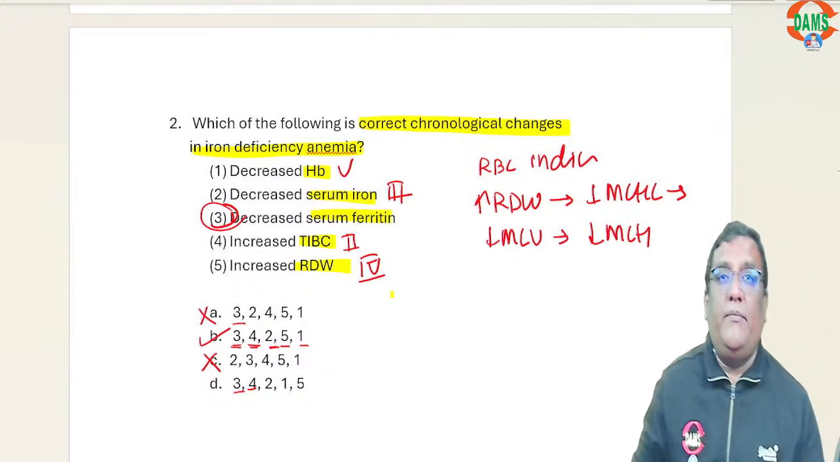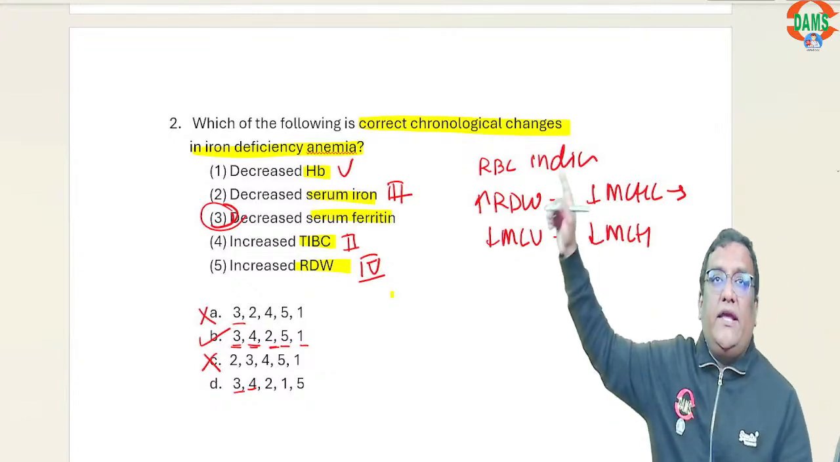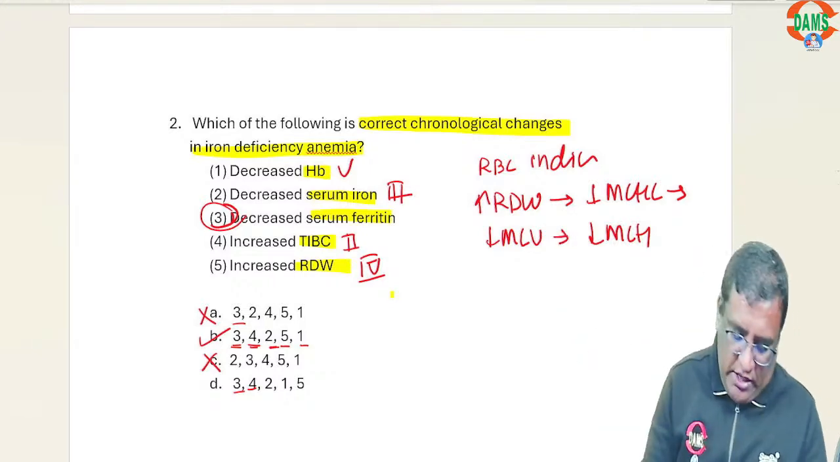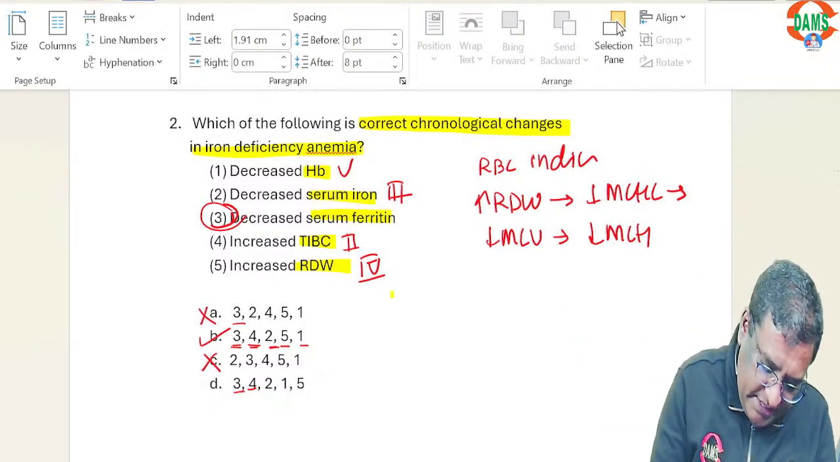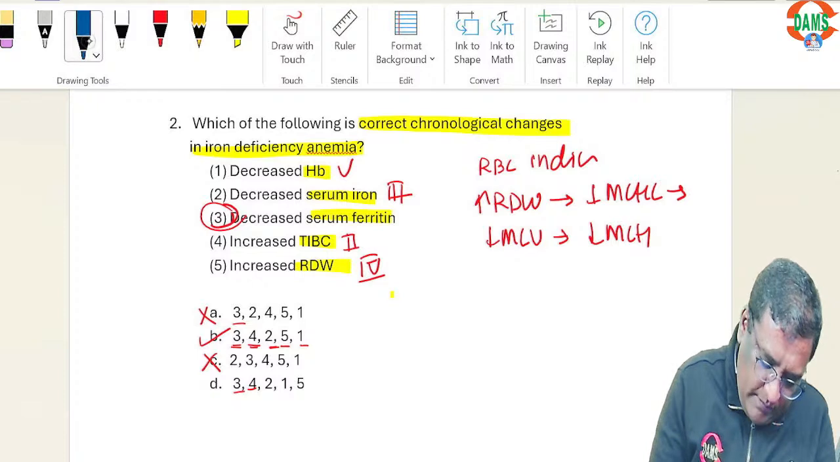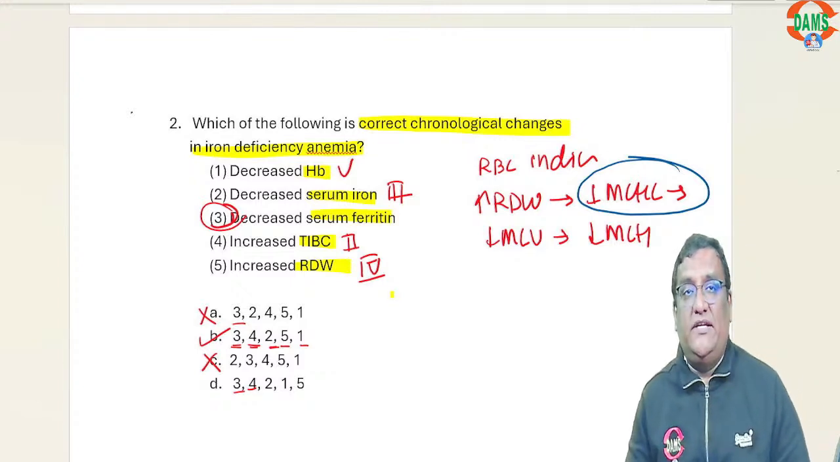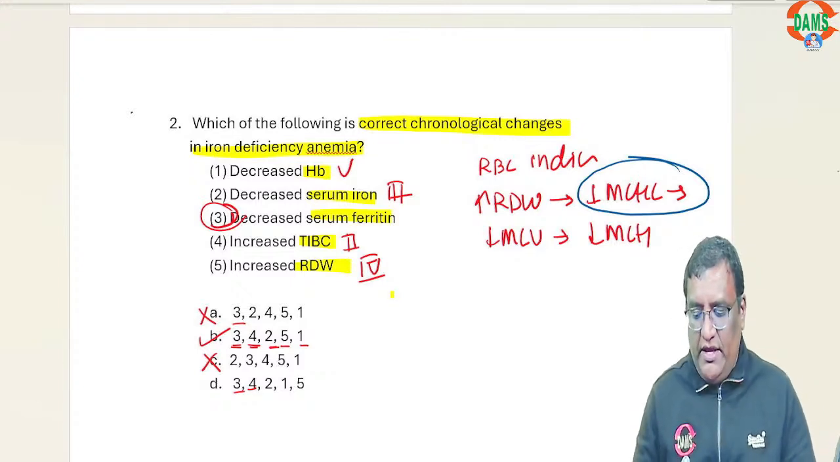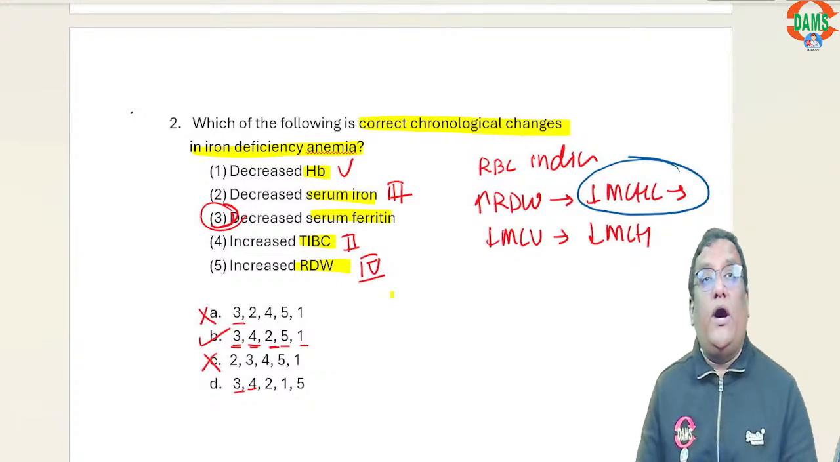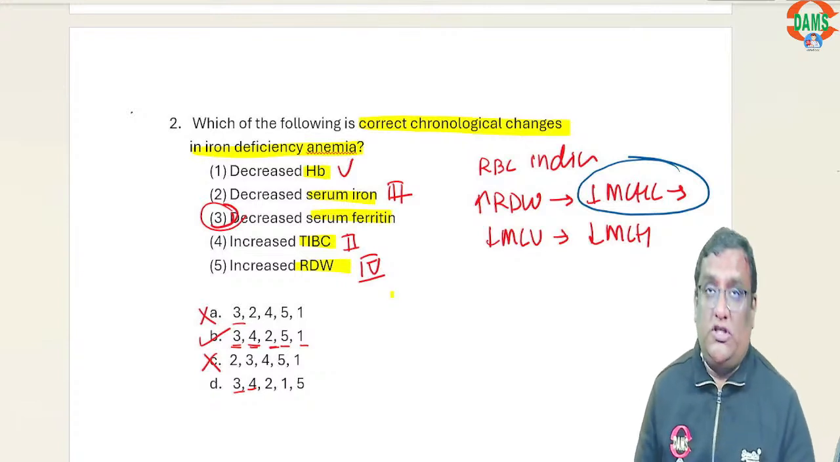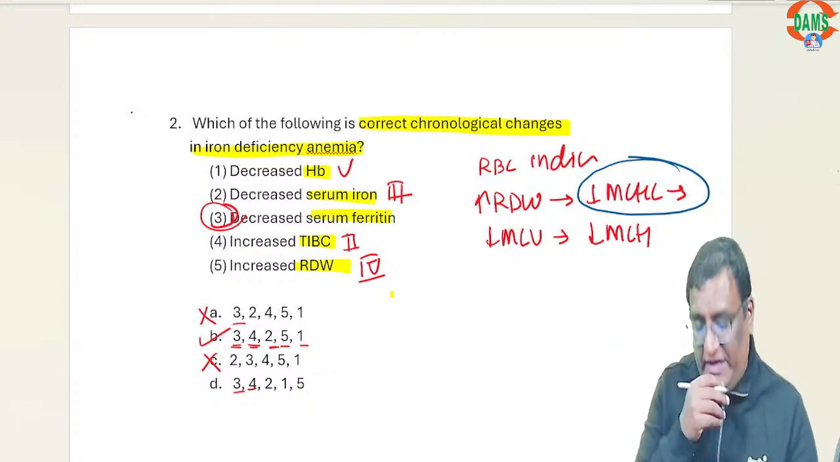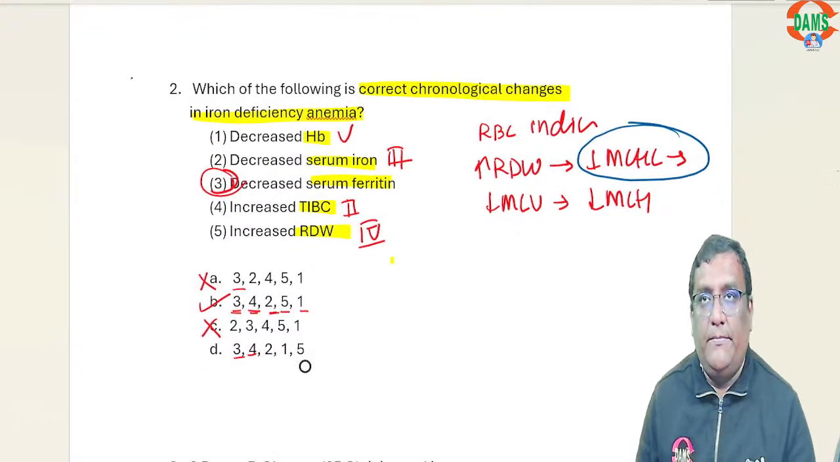So this can come as a 2 way of asking question. Increase RDW is non-specific. That is why which RBC index will help us to make a diagnosis? So for diagnosis, RBC index will be MCHC. Very, very sensitive, and early changes will happen with MCHC. Although RDW happens before, it is not specific. Increased RDW can be seen in many other conditions as well, right?